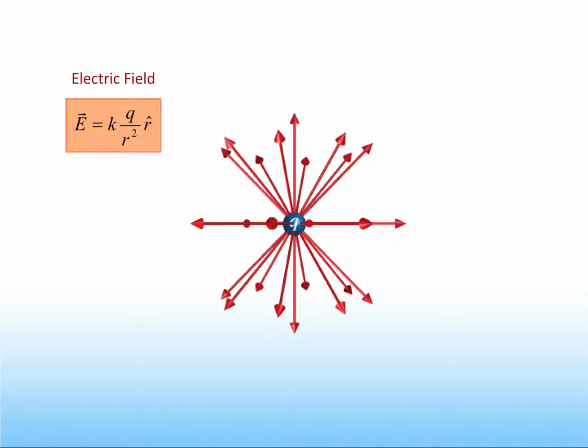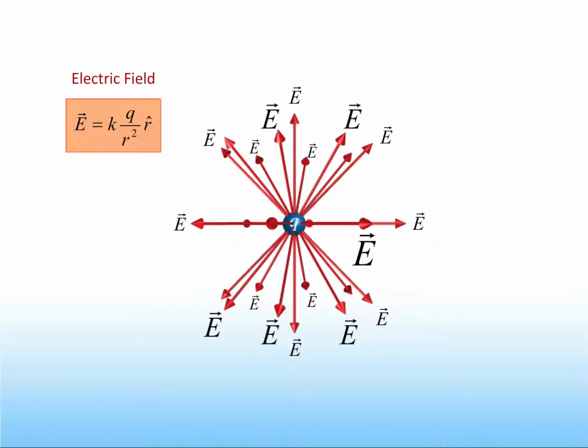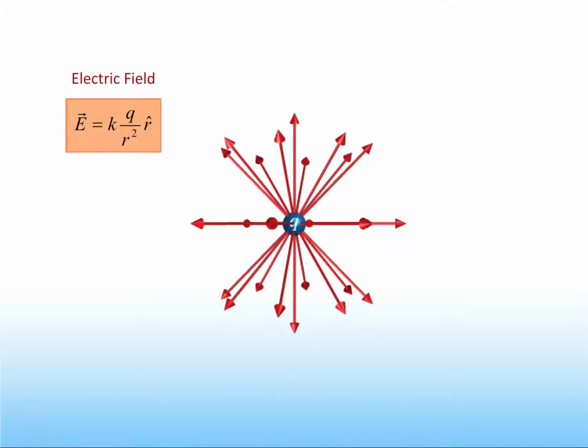These lines provide an unambiguous representation of the direction of the field at any point in space. The amazing thing is these lines also provide information about the magnitude of the field at any point in space. Consider a sphere of radius r centered on the point charge. We see that the lines we have drawn are distributed uniformly over the surface of that sphere.